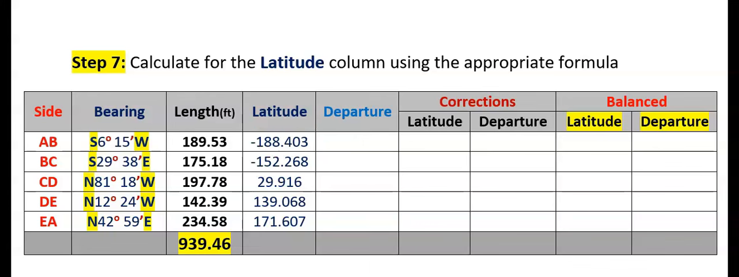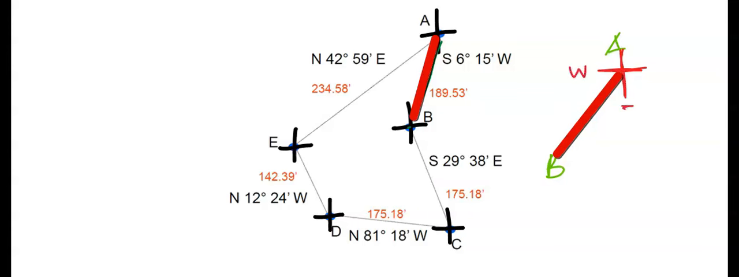That's how this was obtained. Next, will this be a minus or a plus? Let's consider the line going from A to B. This is A and this is B. The starting point is A, so I'm concerned with the point of A. This is west and this is south. This is east and this is north. This line is in between the south and west.